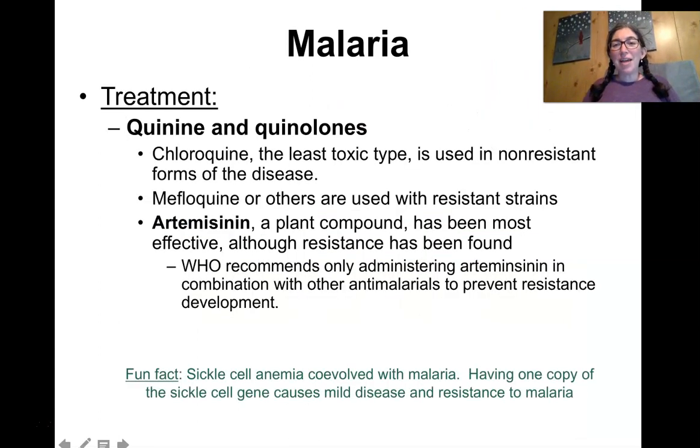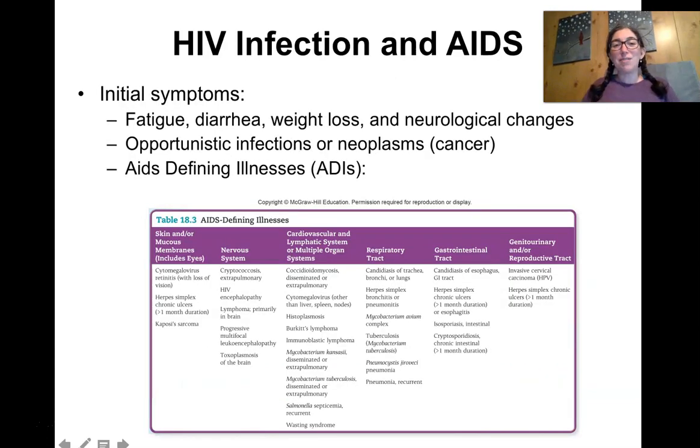So I'm not sure that we should give everyone a sickle cell mutation to make them resistant to malaria, but these can be genetic clues that help us figure out unique treatments or unique prophylaxis for malaria in the future.